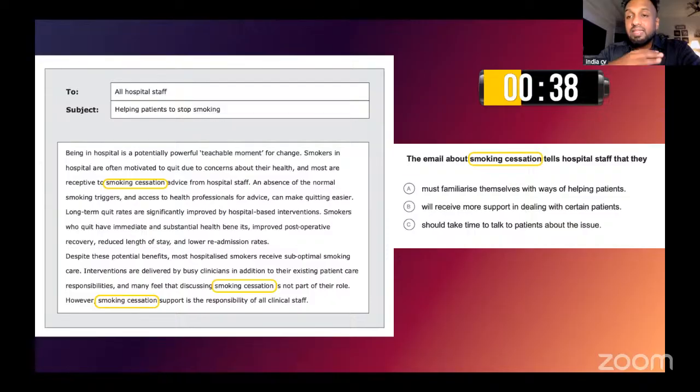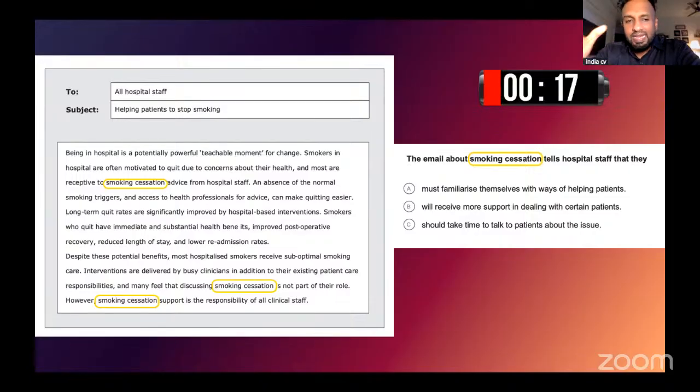At the end of the email, they are trying to give you an idea or an opinion. My first option says "must familiarize." What do you mean by must familiarize themselves with ways of helping patients? That's an obligation. However, the author is just giving advice. It's just a recommendation. "Will support" or "will receive more support in dealing with certain patients."